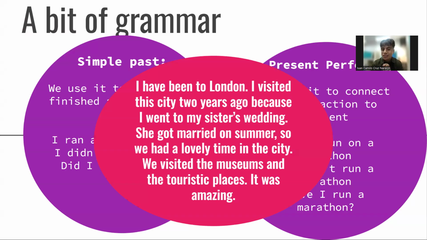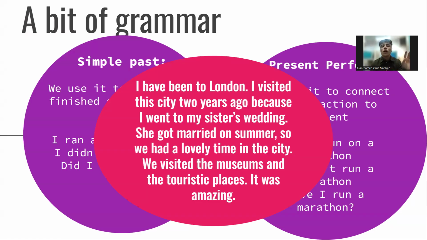I have been to London. I visited the city 2 years ago because I went to my sister's wedding. She got married in summer, so we had a lovely time in the city. We visited the museums and the touristic places. It was amazing. This is a way to describe an engaging anecdote. This is a very useful way to do it.